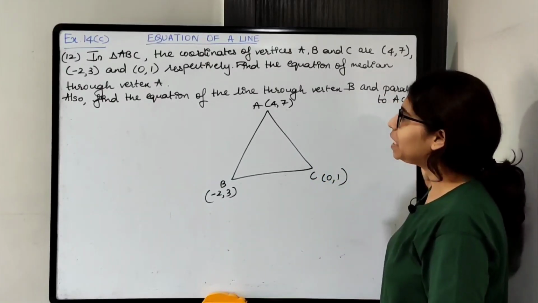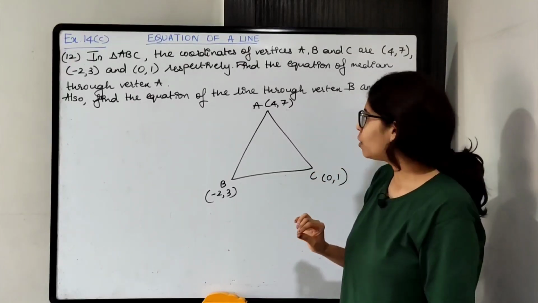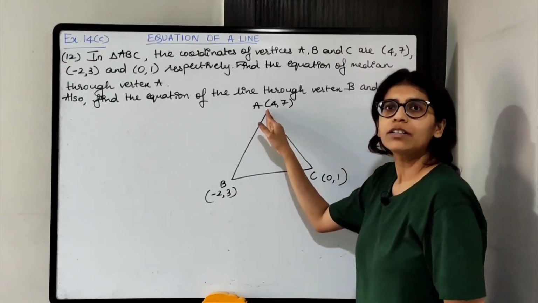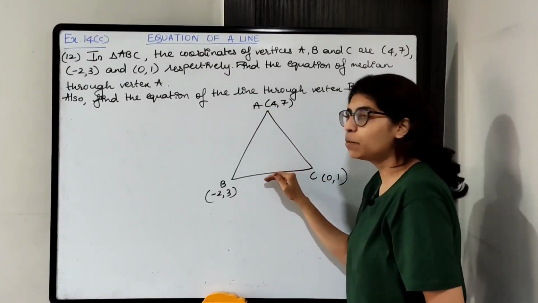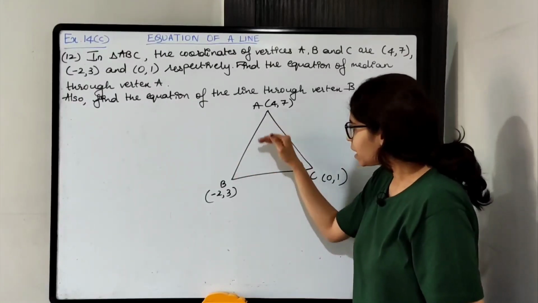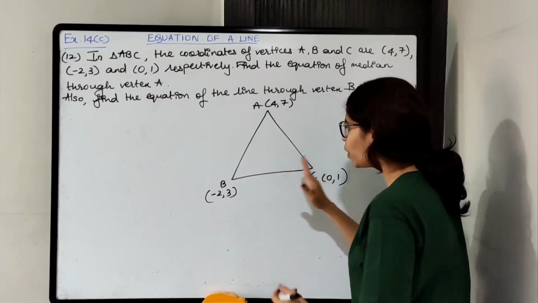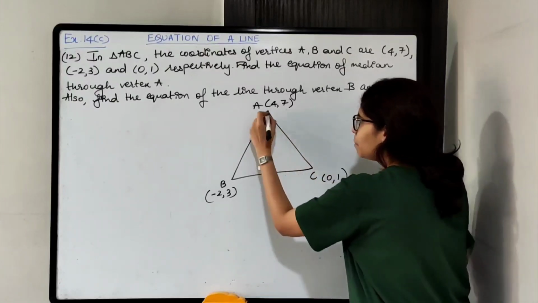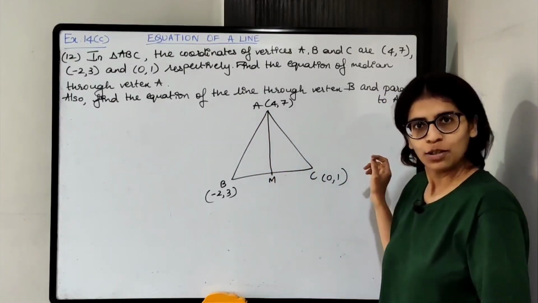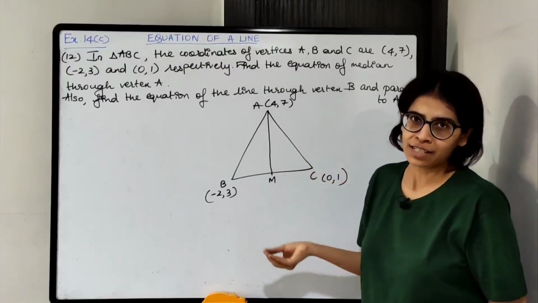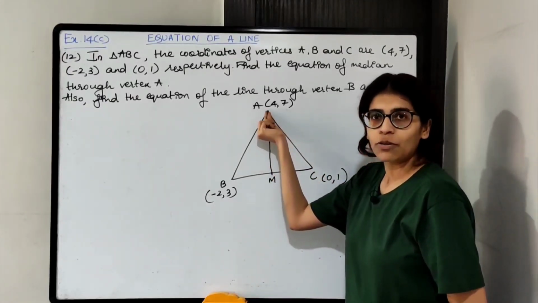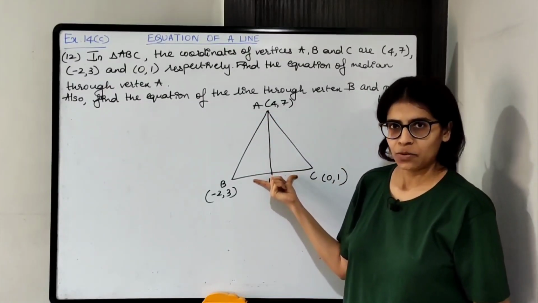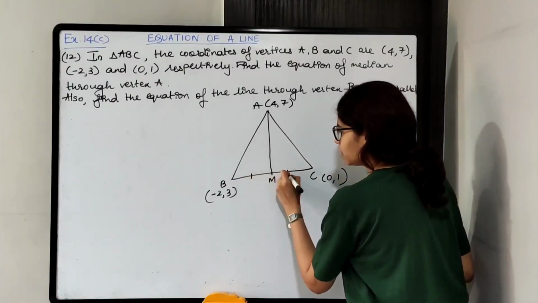Find the equation of median through vertex A. You are drawing a median from A. From A you are joining a segment to the midpoint of the opposite side. What is the opposite side of A? BC. So the midpoint of BC, let's name it as M. When you join A and M, this is nothing but the median. Okay. So you are supposed to know what a median is. So you are drawing a median through vertex A, that is from A to the midpoint of the opposite side. Okay. So M is the midpoint of the side BC.